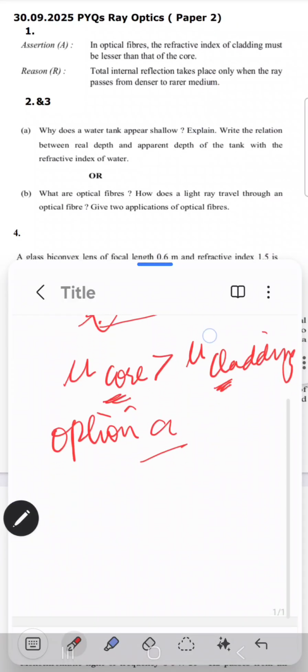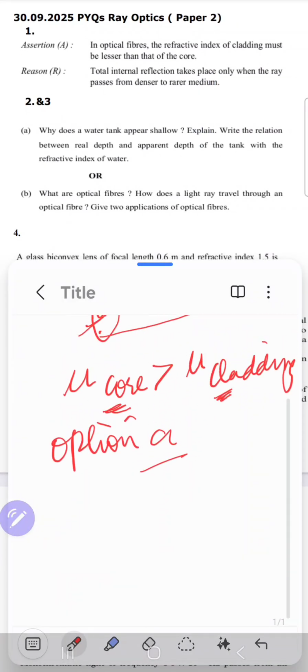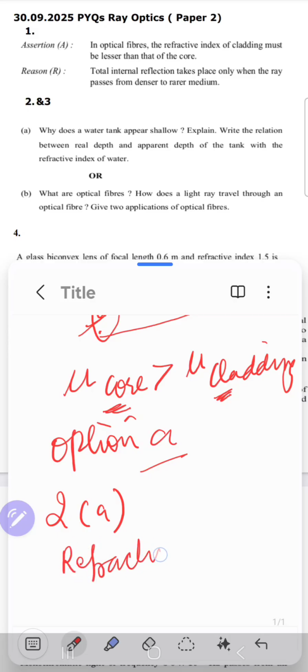Question number 2. Part A: Why does the water tank appear shallow? Because of refraction of the light. As the light from the bottom of the water tank comes to us, it suffers refraction at the interface, so that is why the bottom of the water tank would appear shallow.